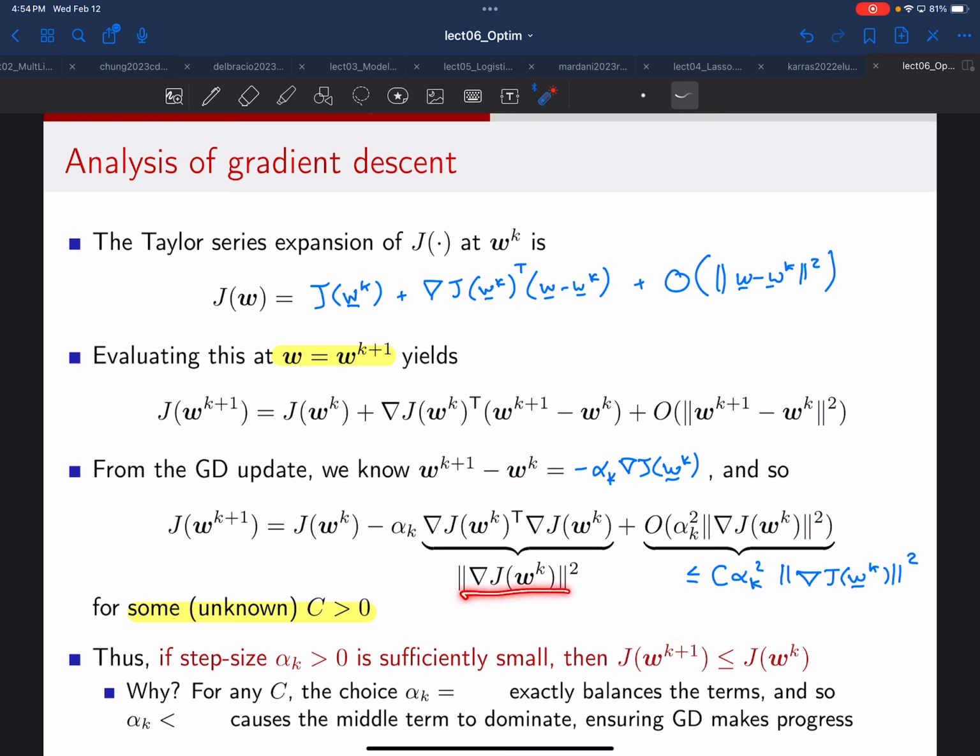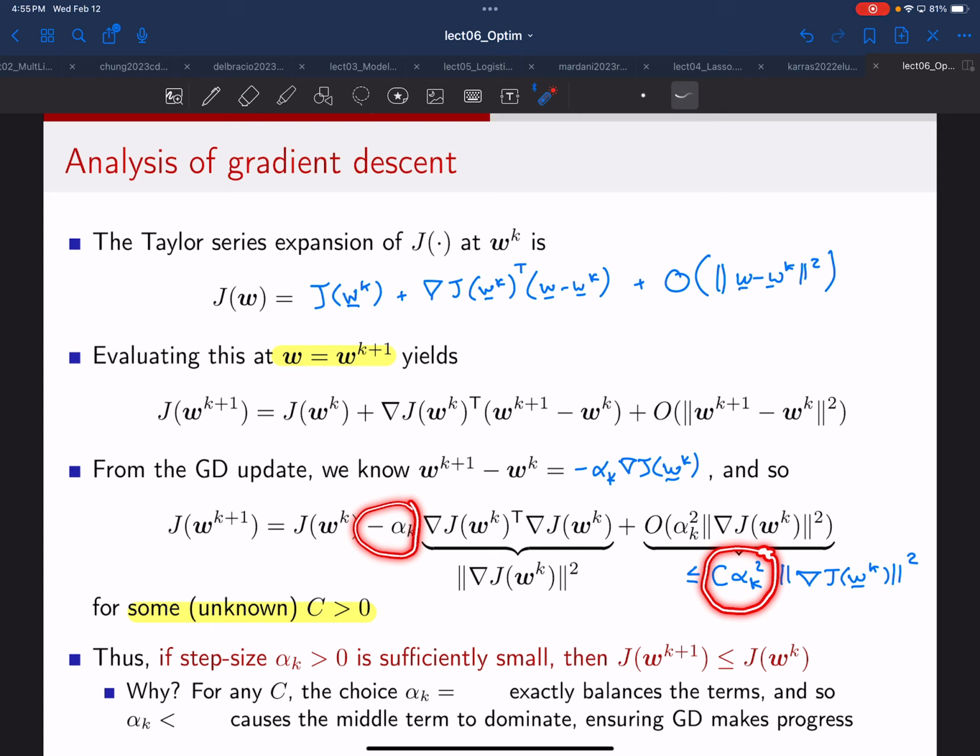They both involve the norm squared. So really, it's about minus alpha_k plus C alpha_k squared. We want the sum of those two things to be negative. So let's look at the very specific value that balances the size of those two. Can anyone see what is the value of alpha_k for which those two things cancel out? It should be less than 1. So when it's 1 over C, right?